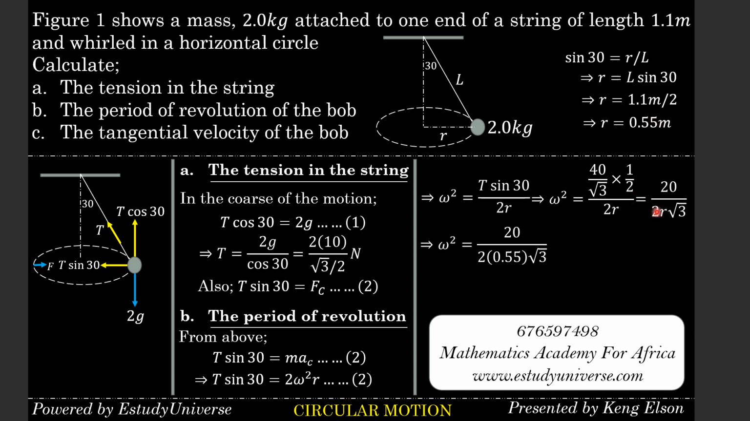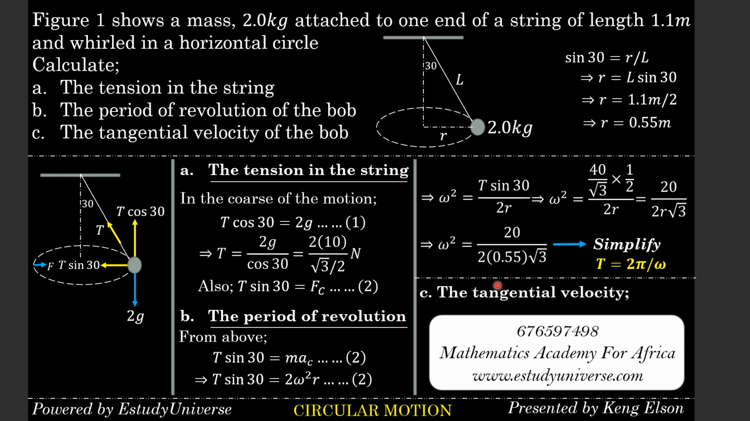We just need to replace into the formula here. So omega squared becomes 20 divided by 2 into 0.55 times the square root of 3. So all you need to do is simplify. When you simplify, you get the value of omega squared, and you need to take the square root on both sides to get the value of omega. Once you get the value of omega, you get the period as 2 pi divided by omega. Make sure you give your answer in the comment section, so that I can tell you if it is correct or not.